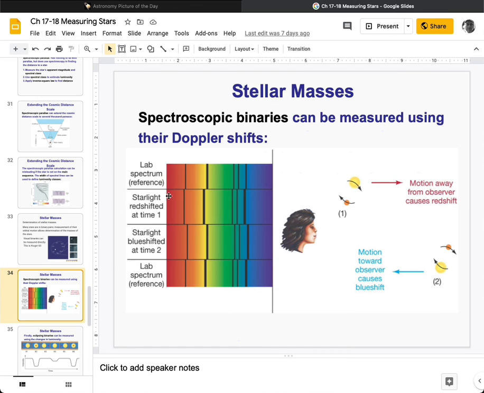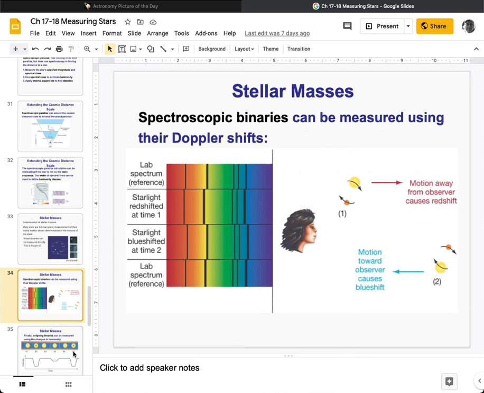By the way, this same exact technique can be used to find planets. This is not the only way, but a common way to detect the motion of a planet around a star, because the planet also pulls on the star gravitationally and makes the star wobble, the starlight shift red and blue like this. It's the same exact technique. So this is one way to find spectroscopic binaries.